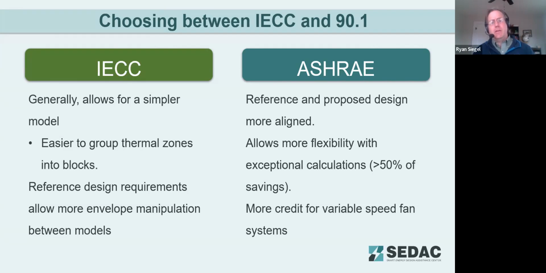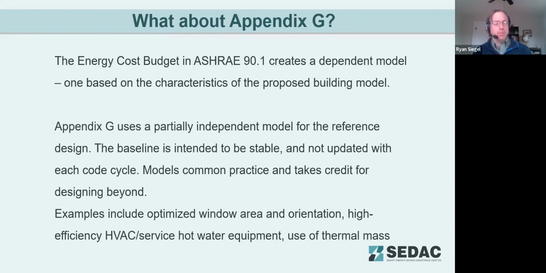Whereas with Ashrae, the reference and proposed designs are a little bit more closely aligned, and that particularly does allow for much more flexibility with those exceptional calculations. So if you're using a performance program that's a little bit more limited in its capability and you're needing to do more exceptional calculations, then Ashrae would probably be the route you would go. Also, Ashrae does allow for a little bit more credit for variable speed fan systems, understanding that most fan systems out there are becoming variable speed. So that may lean you that direction.